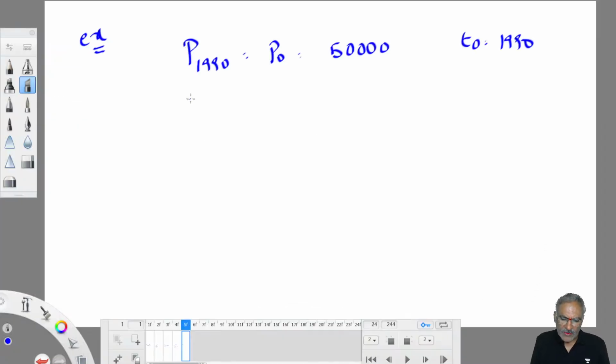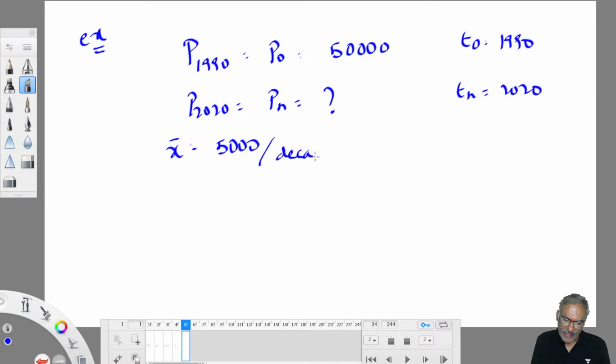The population in the year 2020 is taken as Pn, so Tn is equal to 2020. X bar is given as 5,000 per decade, and Y bar is given as 500 per decade. Nothing is mentioned regarding the sign, which means it is positive only. If it is negative, we will give minus 500.